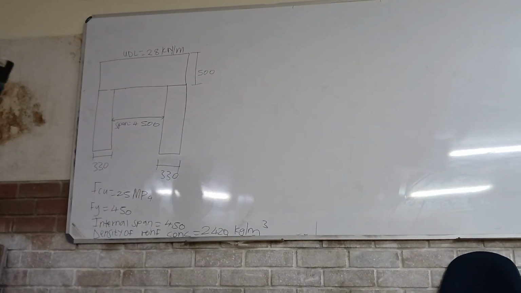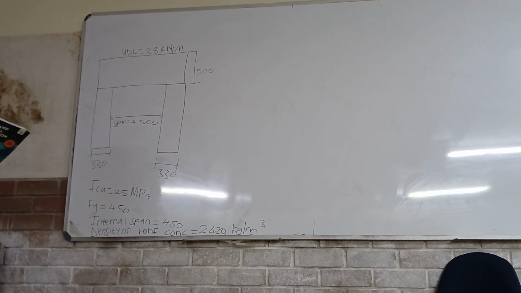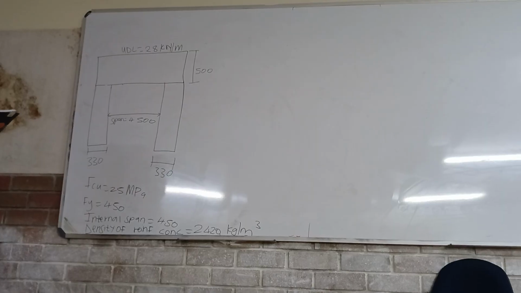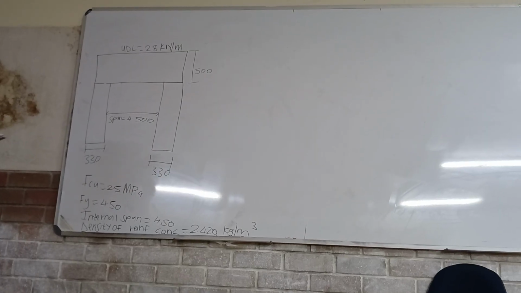Page 54. The following figure shows a simply supported reinforced concrete beam with an internal span of 4,500 millimeters, supported on two 330 millimeter wide brick walls. The beam will support a uniformly distributed load of 28 kilonewton per meter. The overall depth is restricted to 500 millimeter. The beam is 220 millimeter wide.